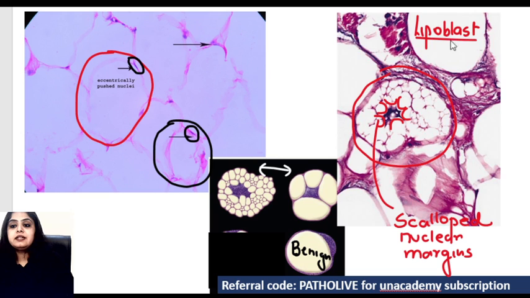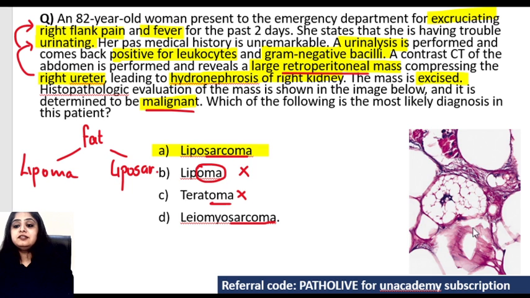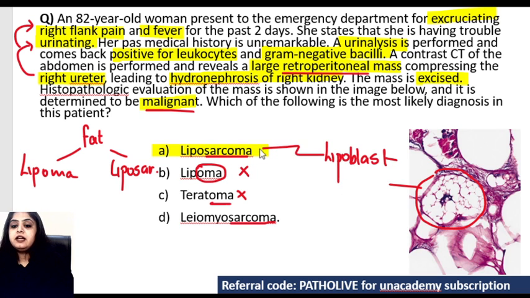Lipoblast is something that I see in malignant tumors, liposarcoma. The nucleus will be punched out by these fatty vacuoles, giving scalloped margins, and that is exactly what I saw over here. The cell that I saw was a lipoblast, and therefore that fits in very well with the diagnosis that I'm making, that is a liposarcoma. Okay, I hope that is clear.